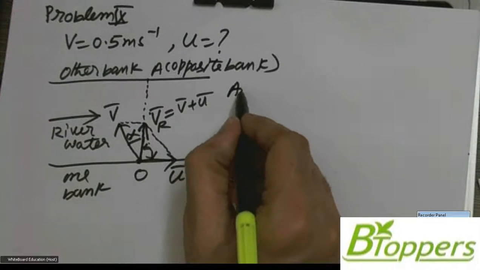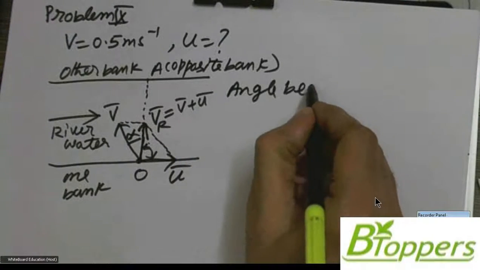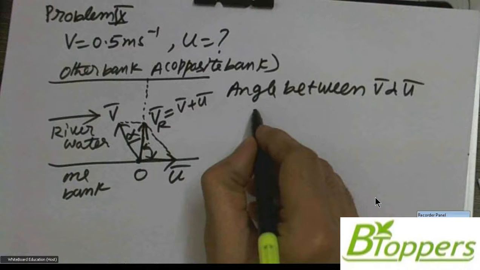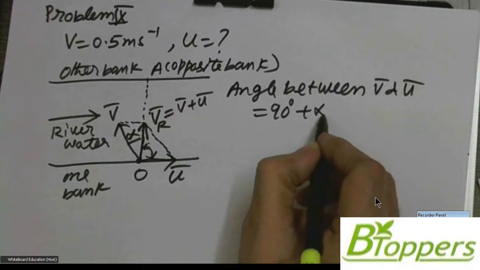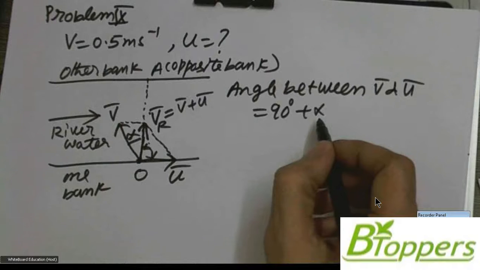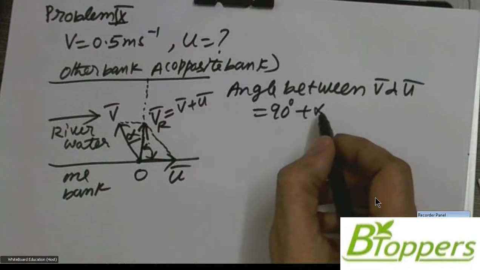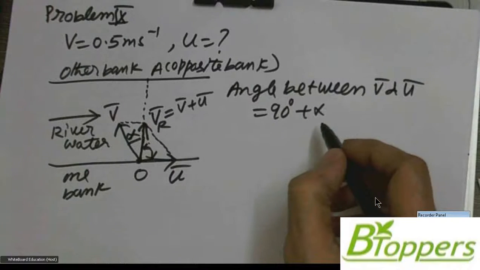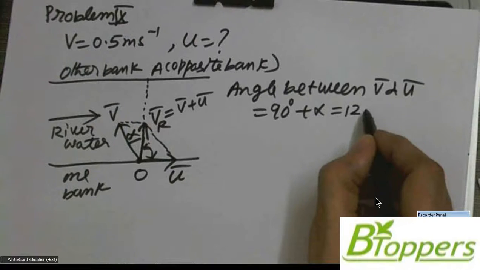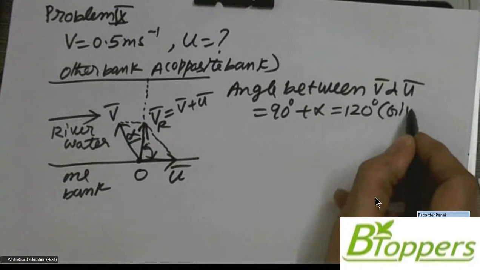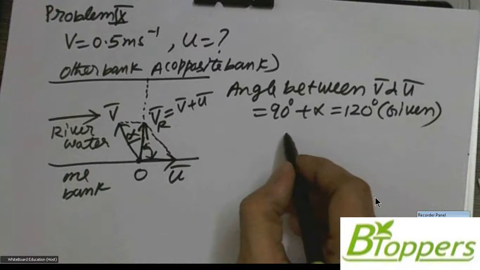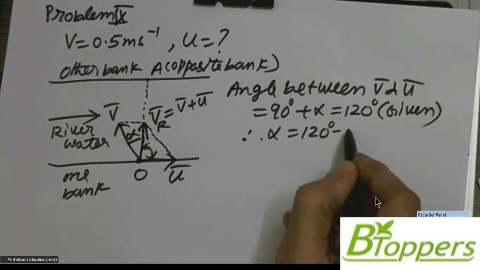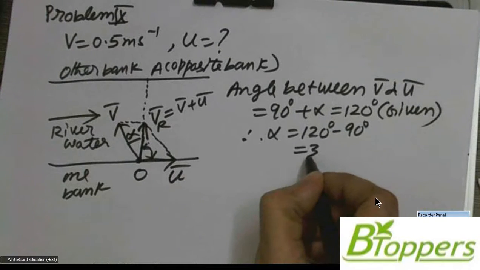So here the angle between V bar and U bar is 90 degrees plus alpha. You are given that the man swims at an angle of 120 degrees with the direction of the water flow. That means this angle is given to be 120 degrees. Therefore, alpha equals 120 degrees minus 90 degrees, or 30 degrees.